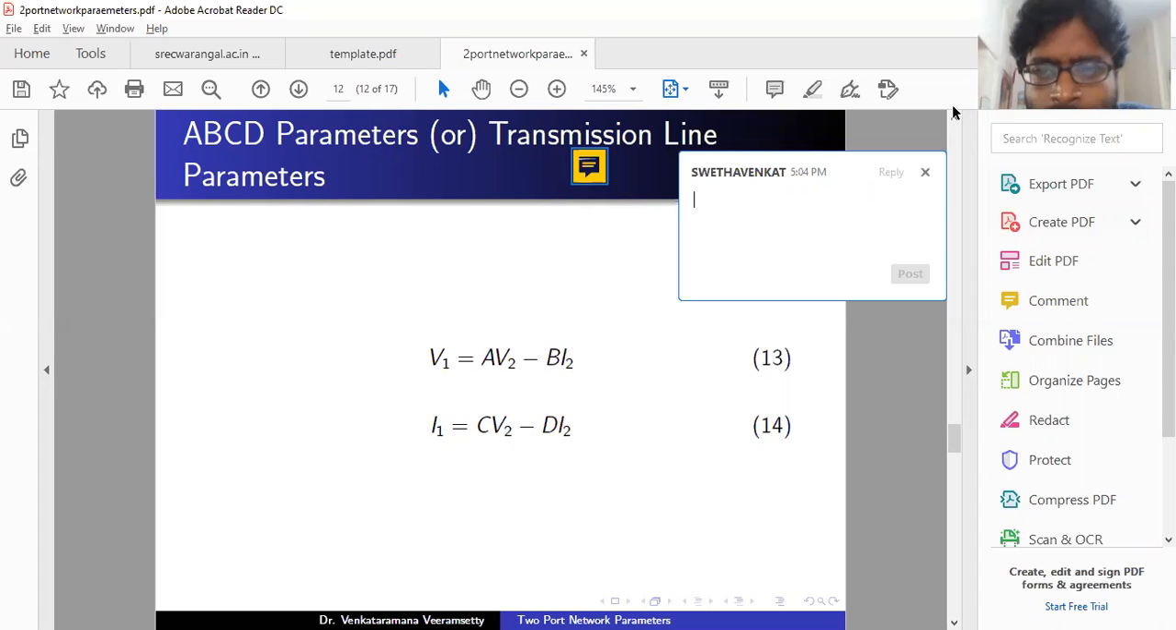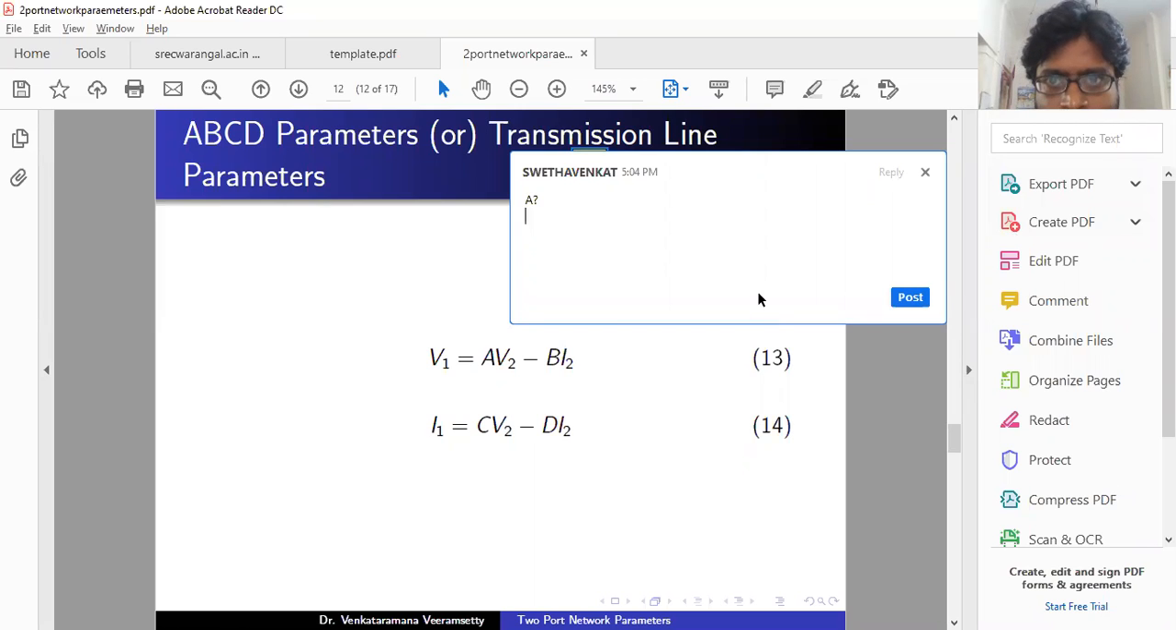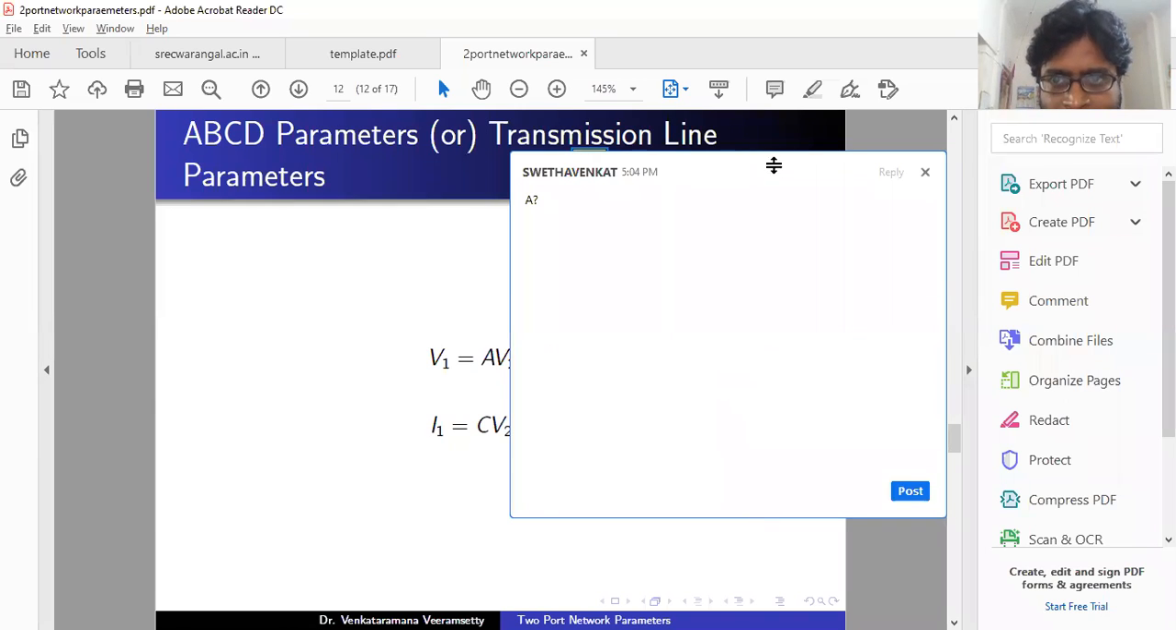Now, by using equations 13 and 14, first I want to calculate transmission parameter A. Suppose I want to calculate transmission line parameter A, then what do you have to do? It is similar to what we discussed for the Z parameters and Y parameters. The same procedure applies here also.